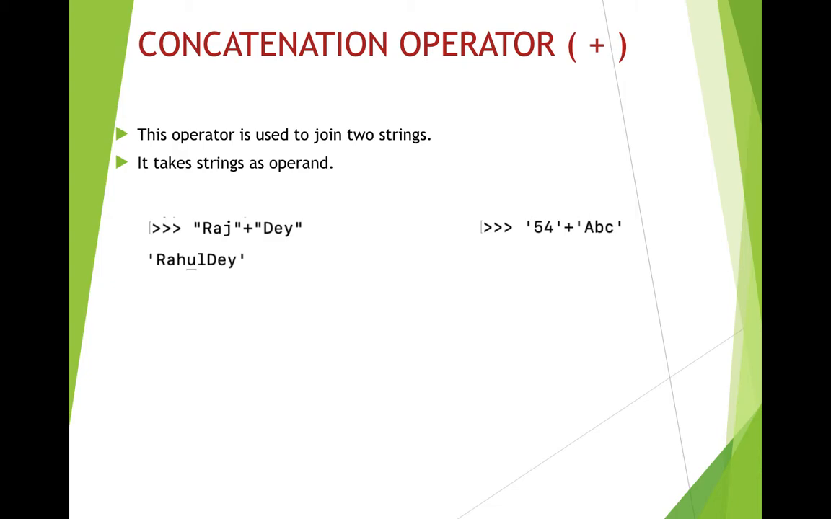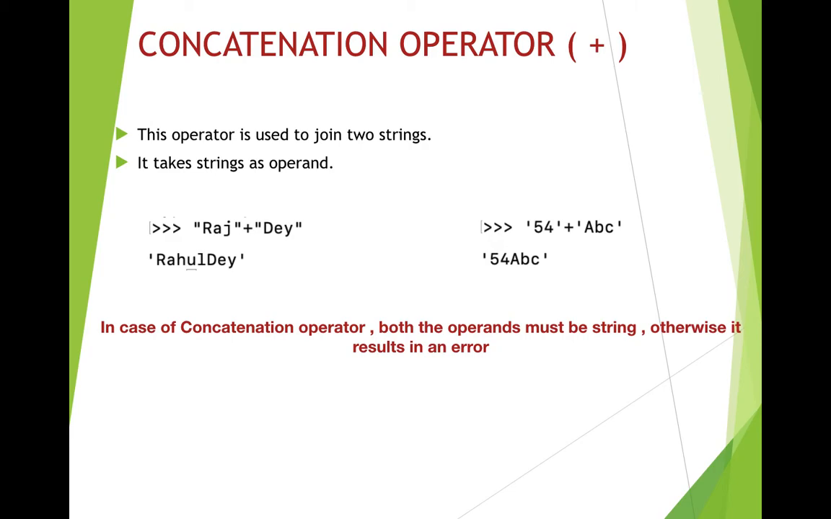'54' plus 'ABC'. You can say that 54 is a numeric value. Yes, it is a numeric value, but since it is enclosed within single quotes, it can be termed as a string. So '54' plus 'ABC' will give you the result '54ABC' because both are strings. Now if we take a number data type and enclose it within quotes, then also it will be considered as a string, as already discussed in one of the previous parts.